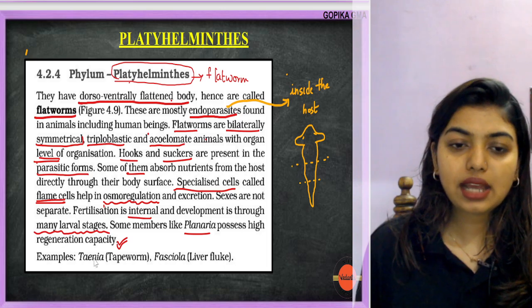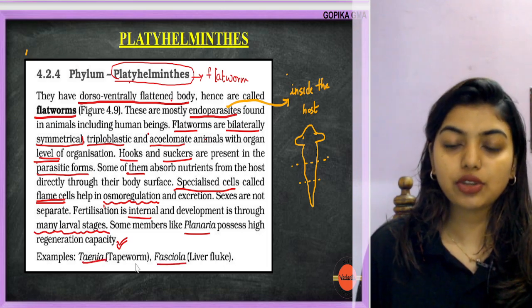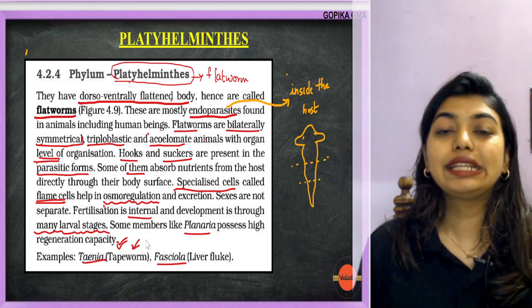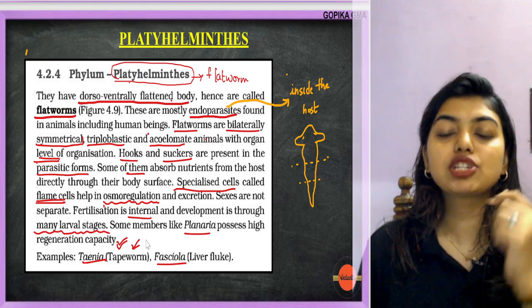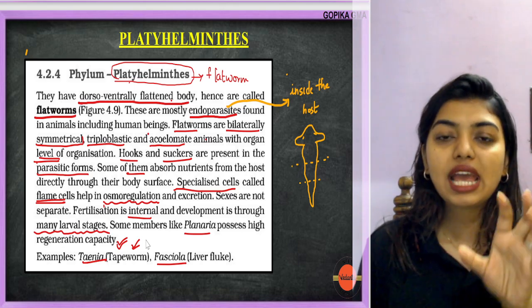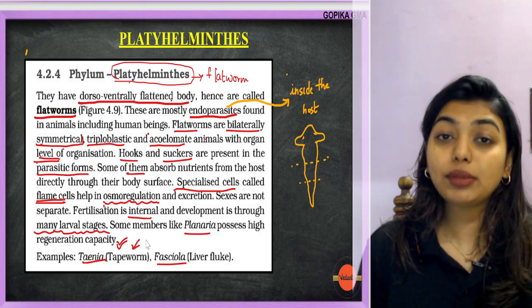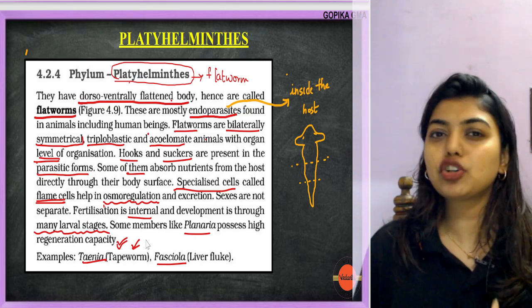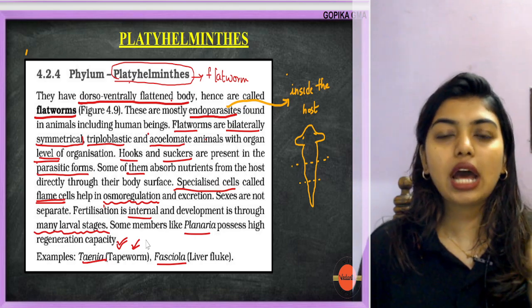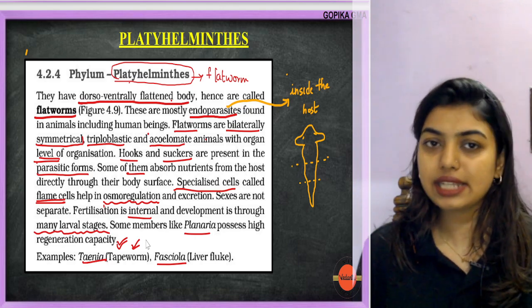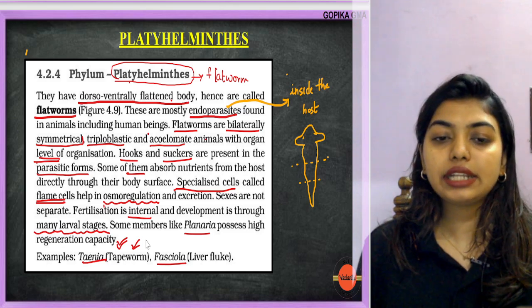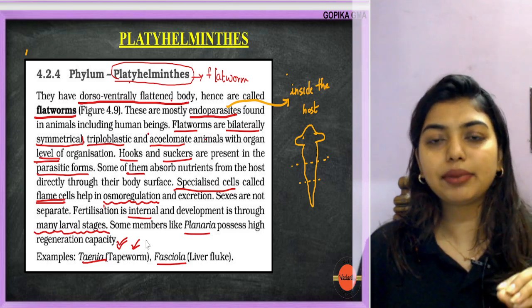Now examples are Taenia and Fasciola. Tapeworm, Taenia solium, is the tapeworm which is present in the intestine of humans, and this is the reason why we get abdominal pain sometimes. It could be because we had a lot of junk or our gut is not clean that these parasites enter into our body. Taenia solium is simply called tapeworm.